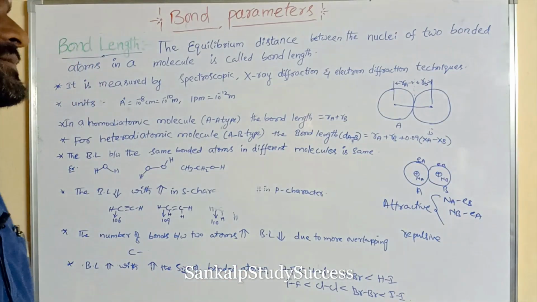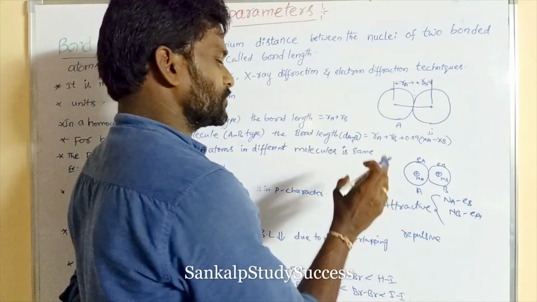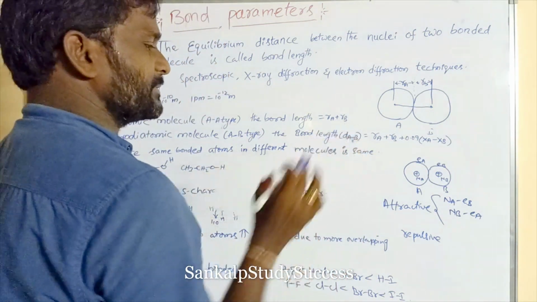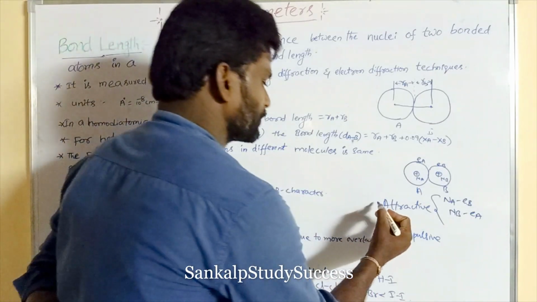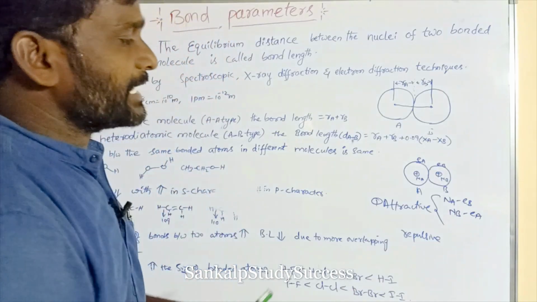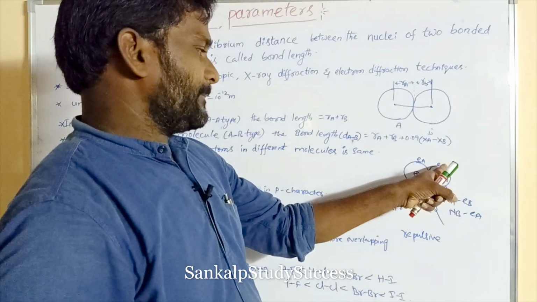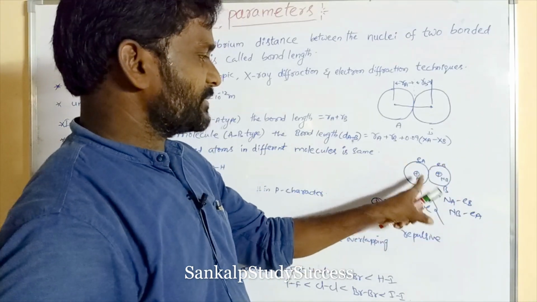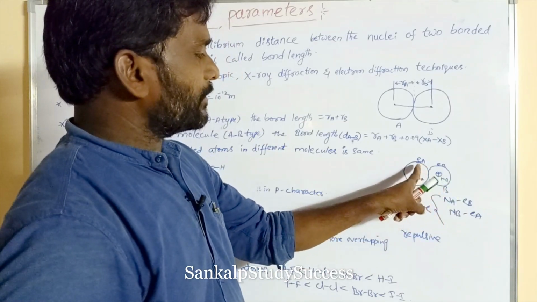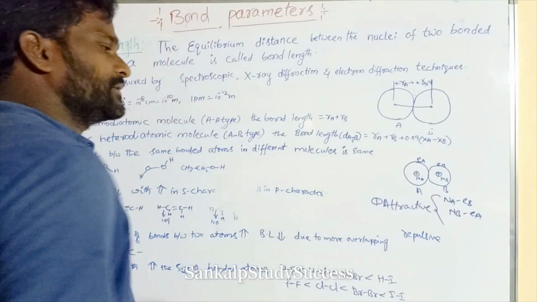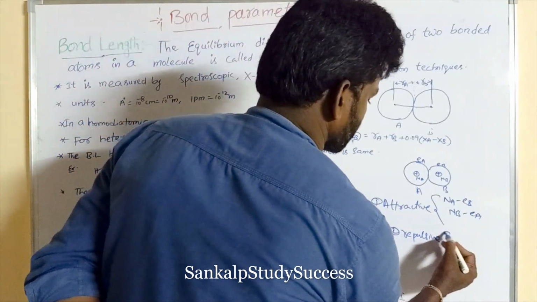When the two atoms reach a closer distance, two types of forces are present between them. One is attractive forces, the second is repulsive forces. The attractive forces are between the nucleus of A and the electron of B, and similarly between the nucleus of B and the electron of A. And now we go to the second force, repulsive forces.